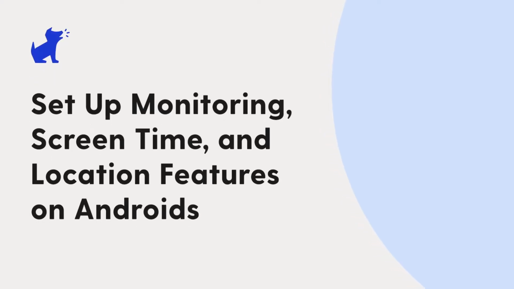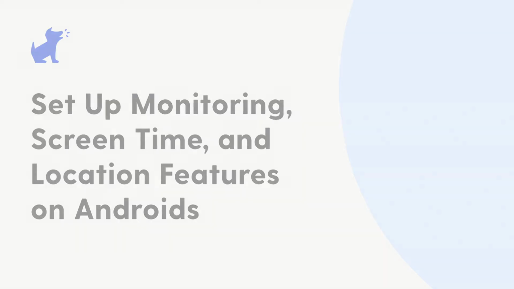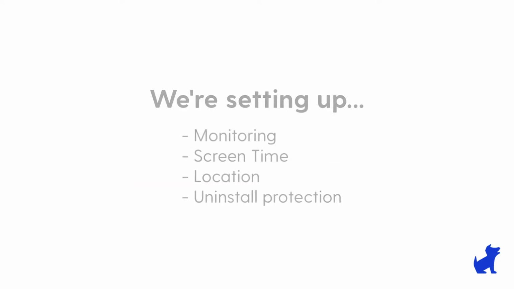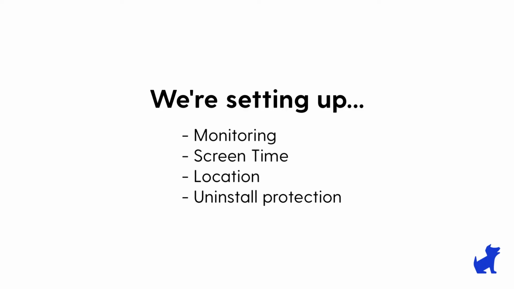Let's set up your kid's Android device today. This could be a Samsung, a Pixel, a Nokia, or another Android like that. We won't be covering how to set up a Bark phone in this video, but if you're interested, check out our How to Set Up Bark Phone video. Now that we've got the right folks still watching, let's set up monitoring, screen time, and location features by installing the Bark Kids app on your kid's Android.